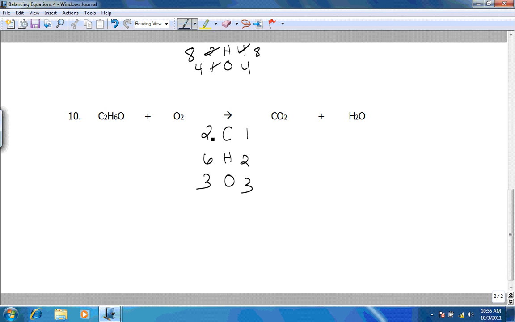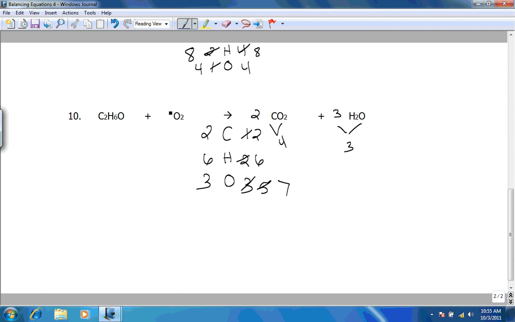Alright, so carbons, 2. I'm going to multiply CO2 by 2 to make the carbons balance out. That changes our oxygens. We now have 4 oxygens with CO2 and then 1 more. So we actually have 5 oxygens total now. Hydrogens, we have 6 on the left. We have H2O. We're going to multiply H2O by 3 to make that 6 on the right. That changes our oxygens again. We have 4 here, and we have 3 here. So we actually have 7 oxygens on the right.